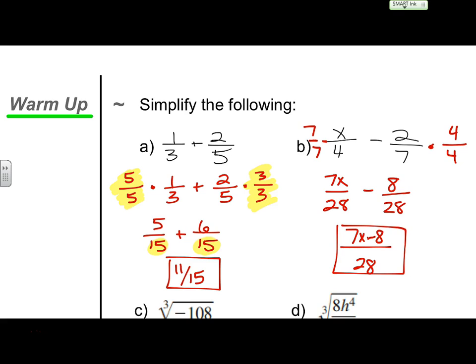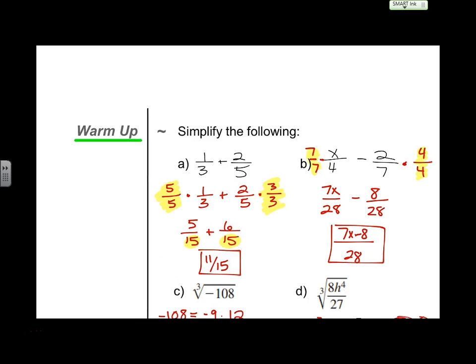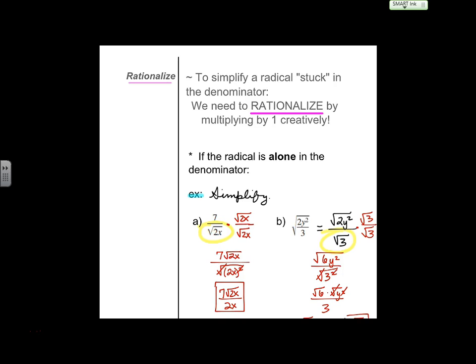Over here, same thing. What's the purpose of multiplying by 1 creatively? To get a common denominator to be able to combine. Now, in this section, we're not trying to combine fractions, we're just trying to simplify fractions. As we saw yesterday, to simplify a fraction with a radical in the denominator, whether it shows up as a whole fraction underneath or just as a radical in the denominator alone, neither is simplified until we get the radical out.